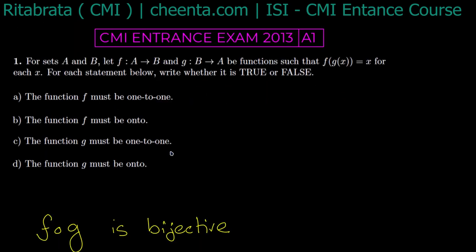Thus in our question, here f of g is the identity on the set B. So in this case, as it is an identity, it is always bijective. As f of g is bijective, g must be 1-1 and f must be onto. Now these are the conditions we need. Now we need to check whether the other conditions hold or not. I claim that we don't need them.